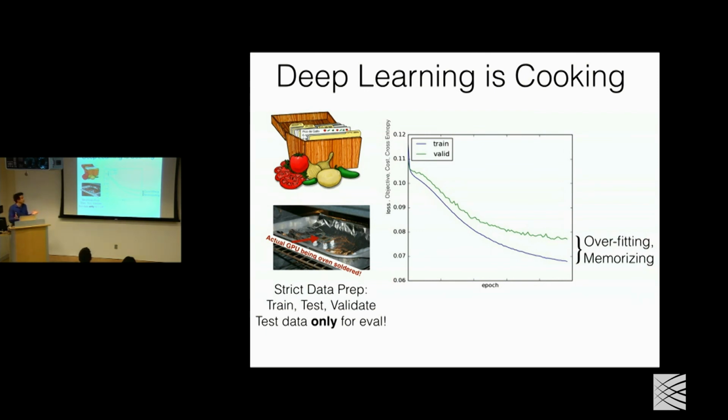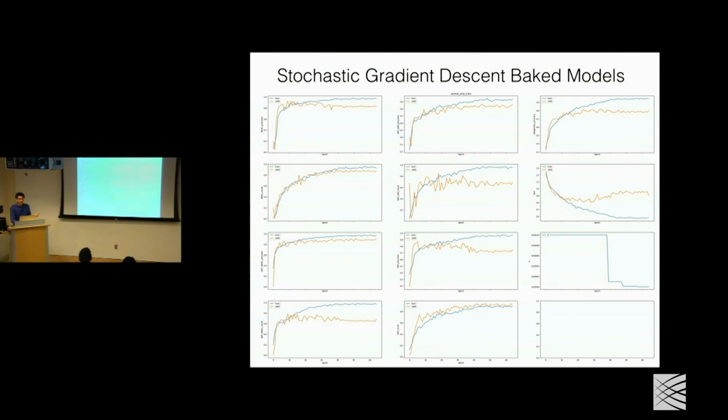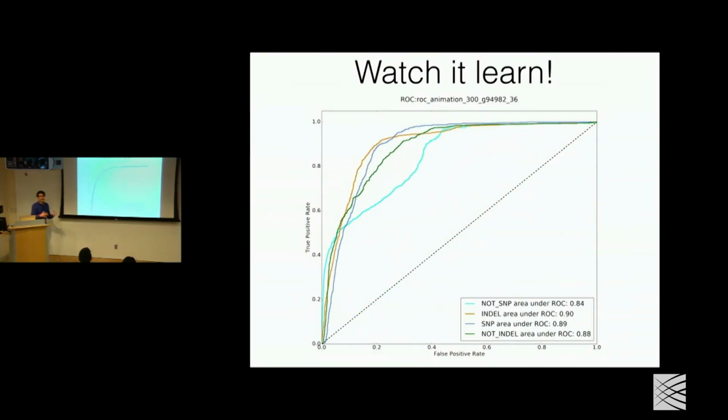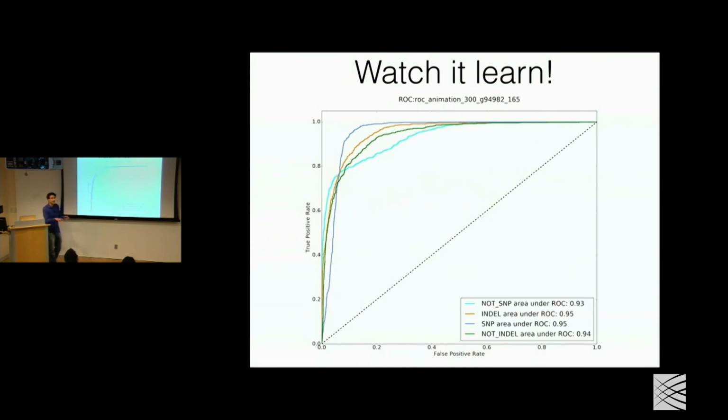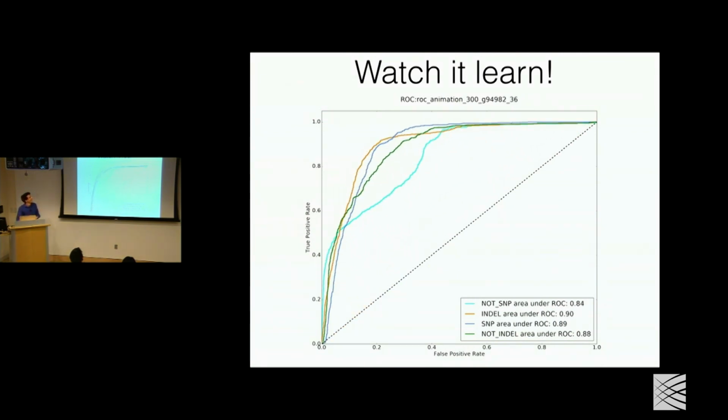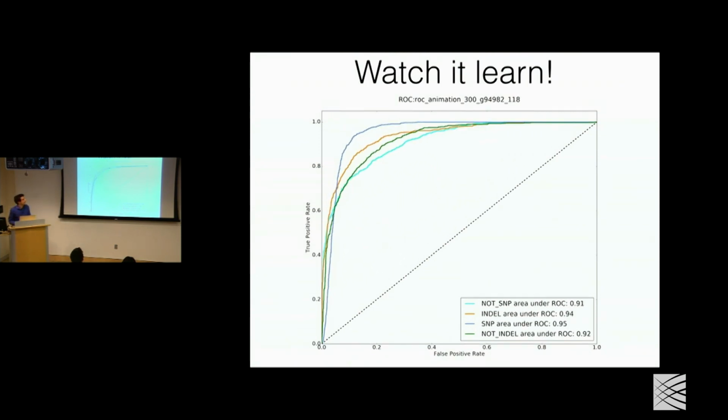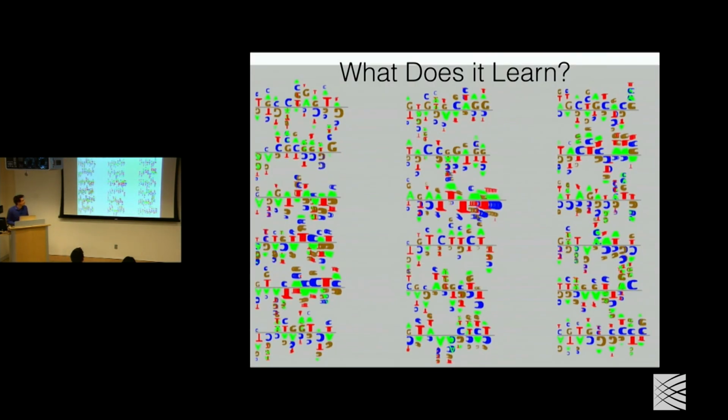But with cooking, there's this magical moment when you put the thing in the oven, and something else takes over. And that's stochastic gradient descent, and we're watching that here on these ROC curves. We're tuning the parameters, and that's cooking it. So you see the model learn. But what does it learn?